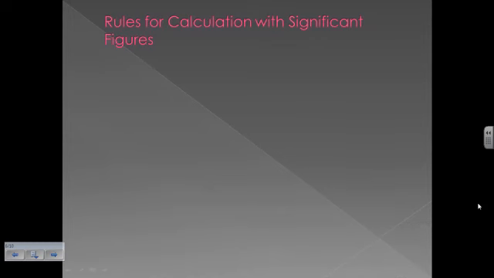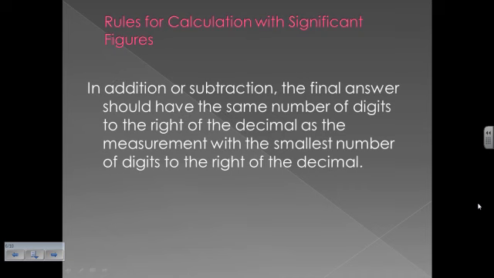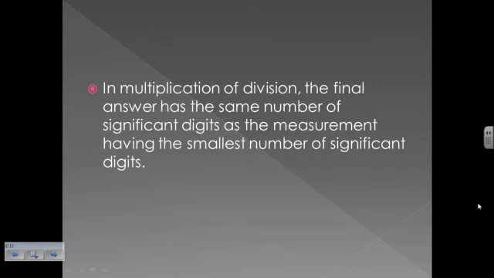When we calculate with significant figures, there are 2 different sets of rules that we must follow. One for addition and subtraction, and another one for multiplication and division. In addition or subtraction, the final answer should have the same number of digits to the right of the decimal as the measurement with the smallest number of digits to the right of the decimal. In multiplication or division, the final answer has the same number of significant digits as the measurement having the smallest number of significant digits. So in addition and subtraction, we count the numbers after the decimal. In multiplication and division, we count the numbers, period.